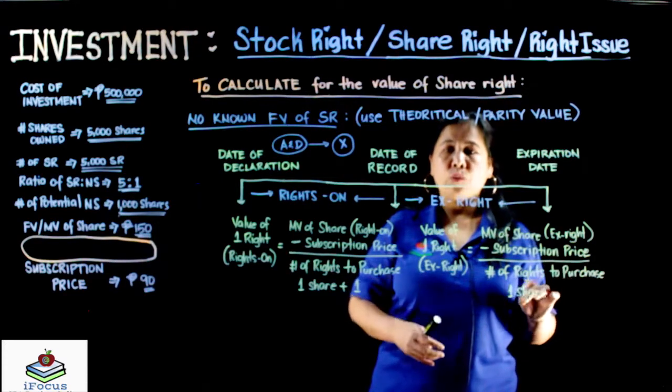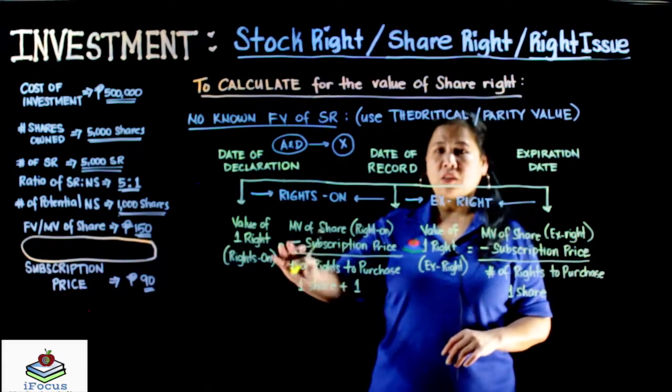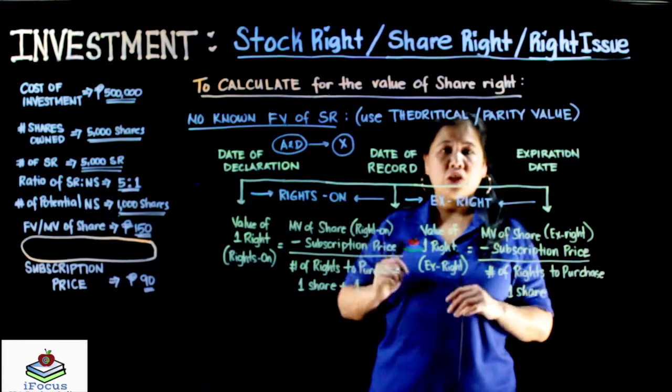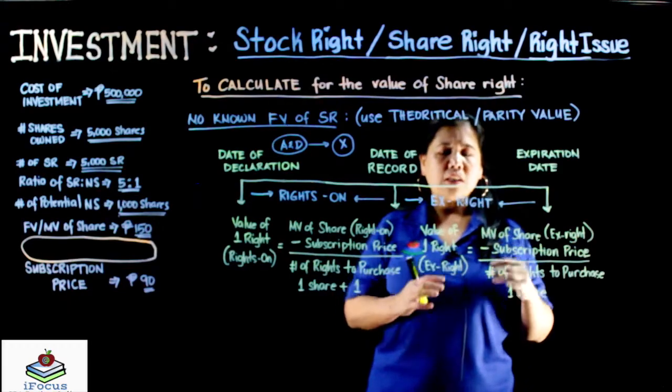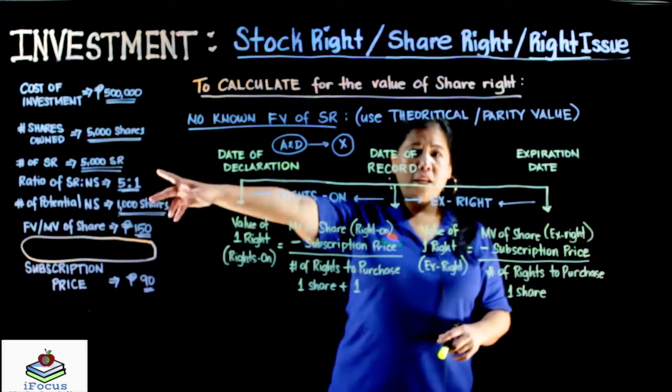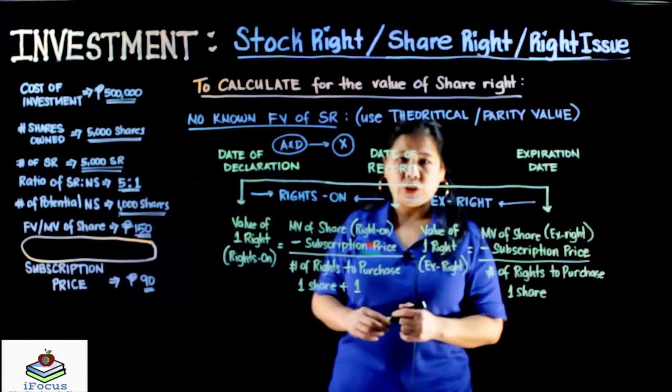Dito sa X right, wala siyang plus 1. Dito sa rights on, meron siyang plus 1. Yan ang difference nila. At ang market value ng shares kapag rights on at ang market value ng shares kapag X right siya.